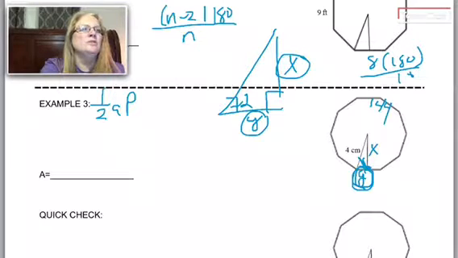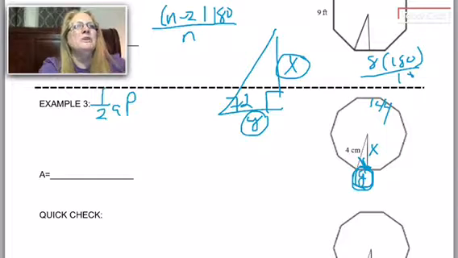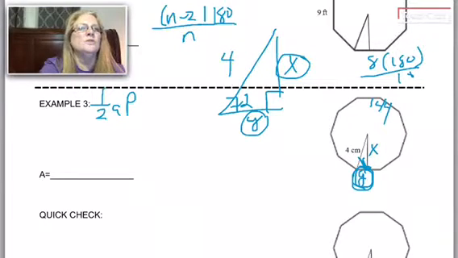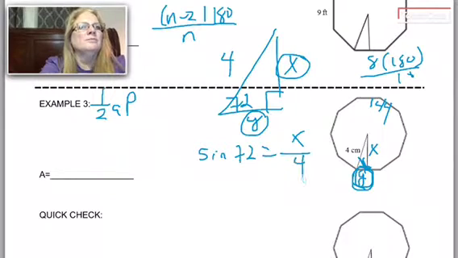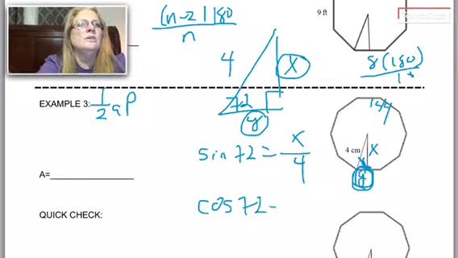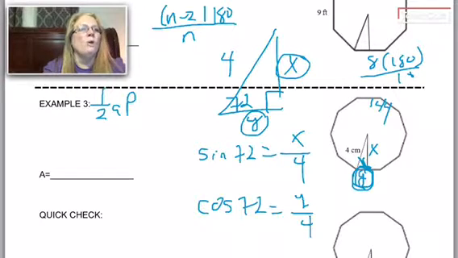So I have two different trig functions to set up. I need one for x and I need one for y. The measurement that we're given is the hypotenuse is 4. So if I put the sine of 72 equals x over 4, I can find the apothem. And if I use the cosine of 72 equals y over 4, I can find y, and then I'm going to multiply that times 20 for my perimeter.